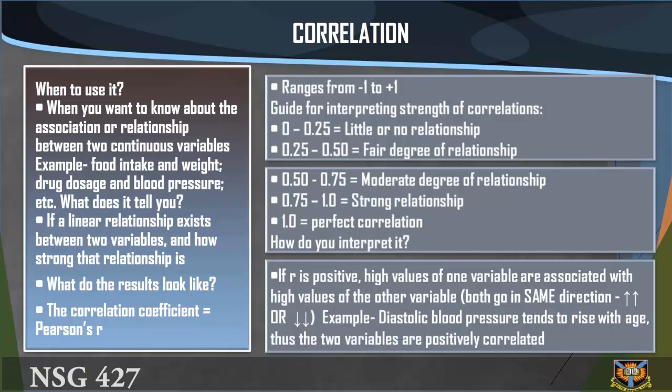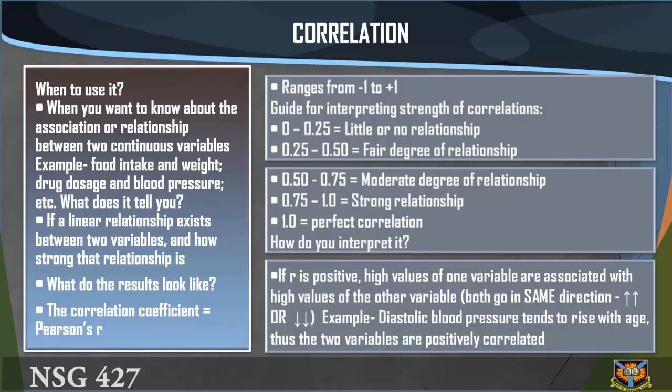Guide for interpretation of the strength of correlations. 0 to 0.25 is little or no relationship. 0.25 to 0.50 is a fair degree of relationship. 0.50 to 0.75 is a moderate degree of relationship. 0.75 to 1.0 is a strong relationship. 1.0 is perfect correlation. How do we interpret it?